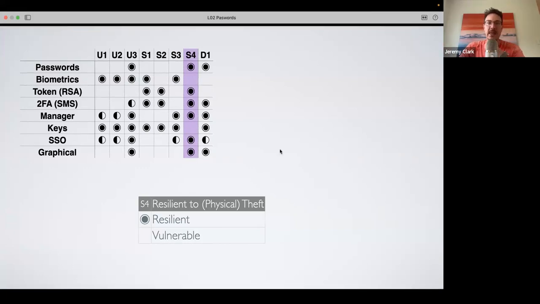And a key is a file on your computer. So if I can steal your computer, right, or steal the hard drive in your computer, then I have your key and then I can log in. So it's pure physical theft that gets me access. All the rest of them, there's at least a password or something that should be in your brain that would prevent physical theft from being enough in order to steal it.